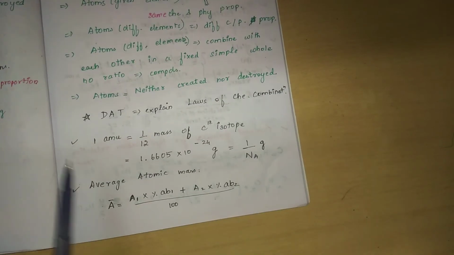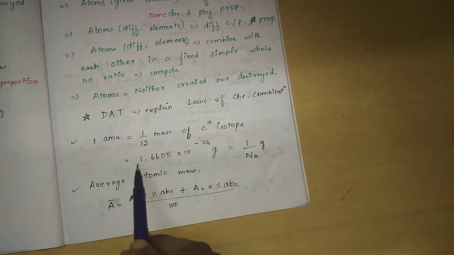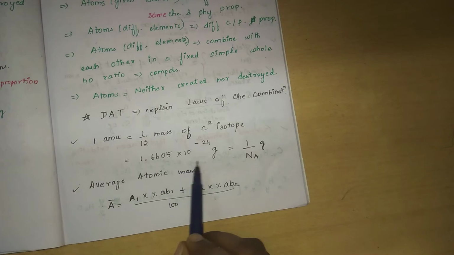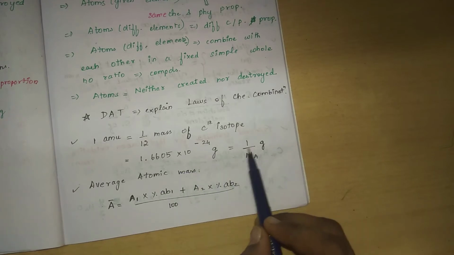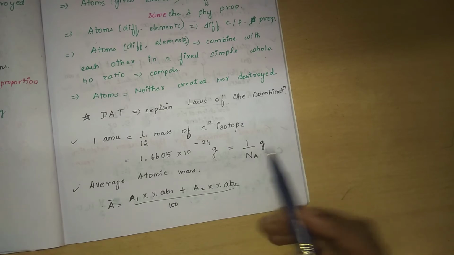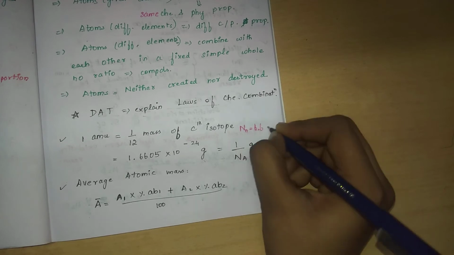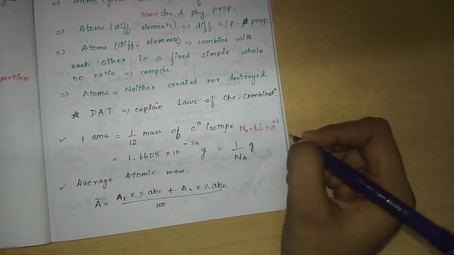Then we are going to see the formulas. 1 AMU is equal to 1/12 the mass of the carbon-12 isotope, and it is equal to 1.6605 × 10^-24 grams, which is the inverse of the Avogadro number. Avogadro number, you know, Na is equal to 6.022 × 10^23.